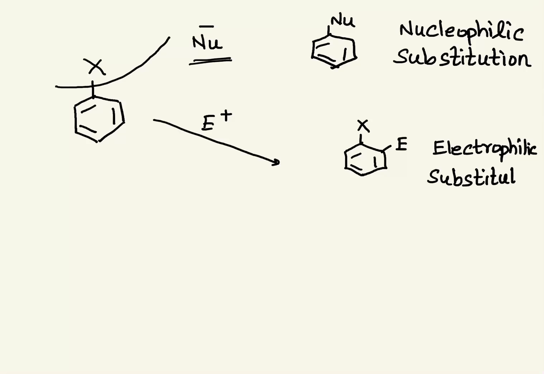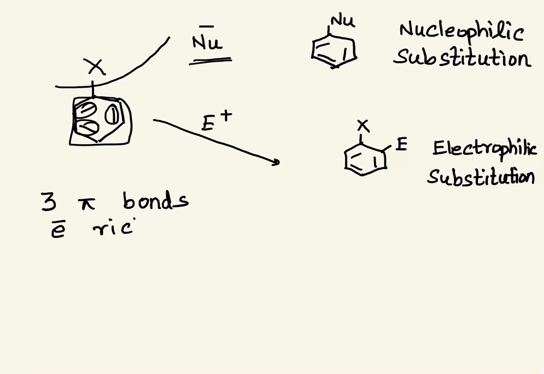Now, what kind of reactions do haloarenes prefer to undergo? If you notice over here, the benzene ring is electron rich. Why is it electron rich? It has 3 pi bonds. What are these pi bonds? The double bonds that you see inside the ring. 3 pi bonds means it is itself electron rich. It has a ring of electron clouds above and below the ring.